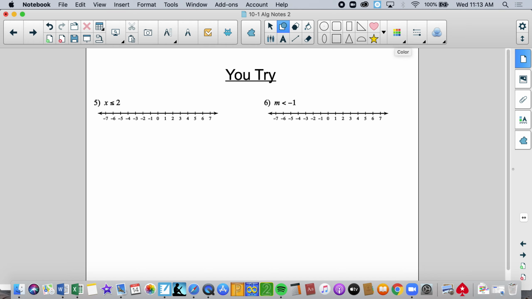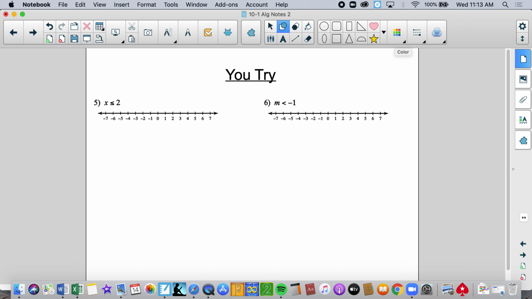What I'd like you to do is take a second and try graphing these two inequalities. When you're ready, hit play. You should be writing it down in your notebook so you can check against mine.